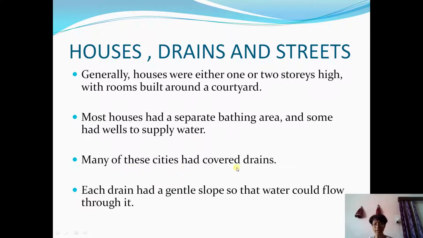Many of these cities had covered drains. So those drains were covered. Nowadays also we have some drainage systems which are covered, so earlier also that facility was there. Each drain had a gentle slope so that water could flow through it, even in a sloping area. Why? Because whenever there is a slope, whatever water passes through the drain will easily flow through it. So the drainage system was so nice during that period.